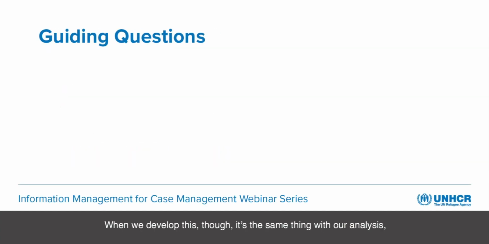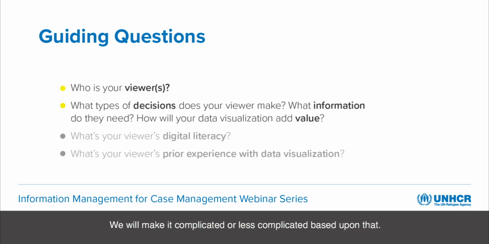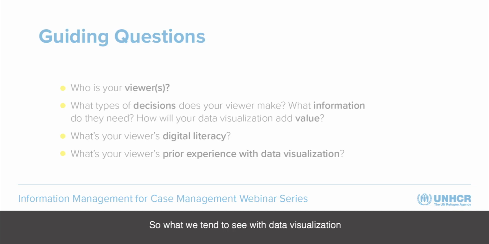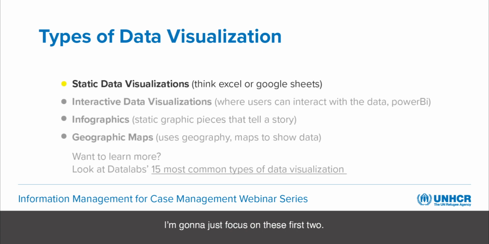When we develop these, though, it's the same thing with our analysis, is that we need to think of who the viewer is and we need to adapt it. We'll make it complicated or less complicated based upon that. So what we tend to see with data visualizations, we have different types. I'm going to just focus on these first two. So there's the types like static, which is just like an Excel spreadsheet. So you think about when you have your tables and you make those graphs and that sort of stuff.